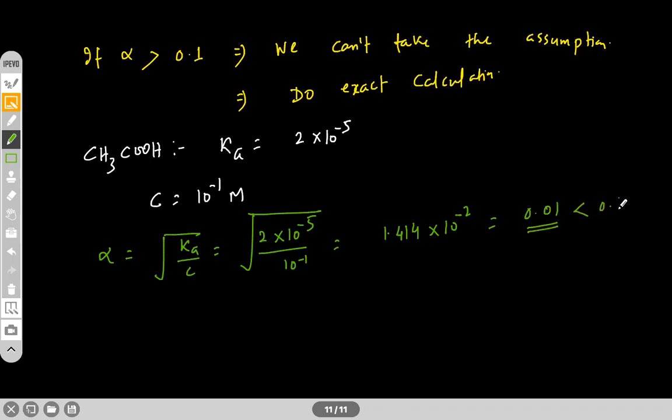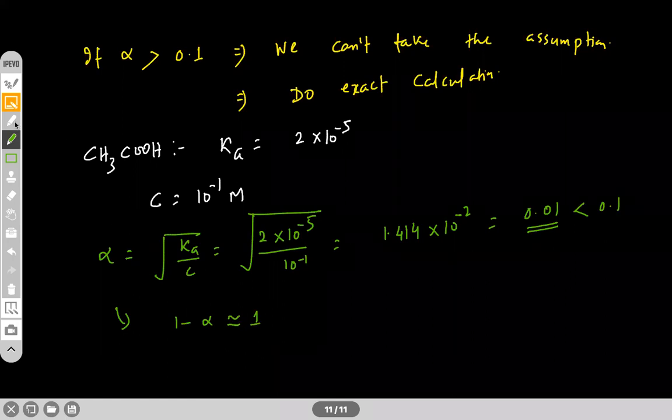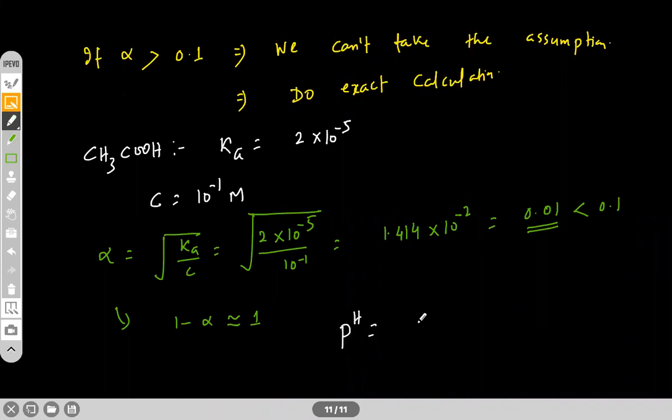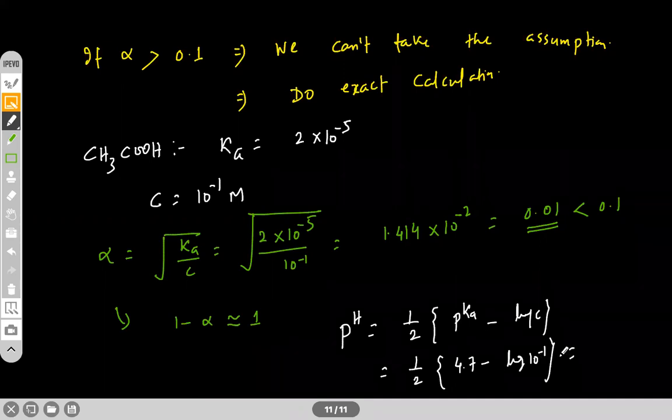This is less than 0.1. Hence, we can assume 1 minus alpha is almost equal to 1. So under this case, all the conditions are valid, and we can directly use the pH formula. pH is equal to half of pKa minus log C. The pKa value is 4.7, minus log C is minus log of 10 to the power minus 1, that is 1. 1 plus 4.7 is 5.7, and 5.7 by 2 is 2.85. So pH for this one would be 2.85. This is the answer of the first part of this question.